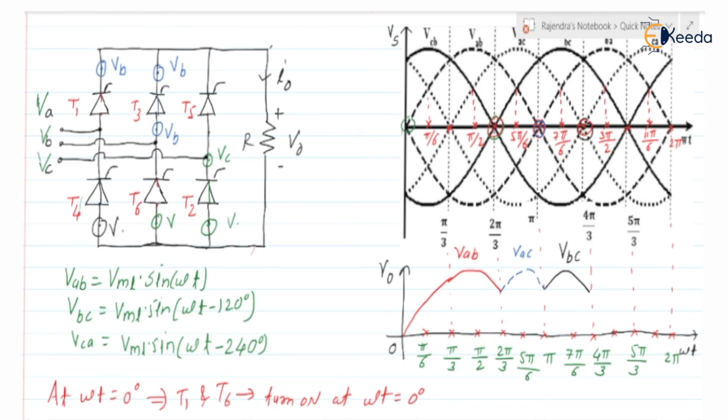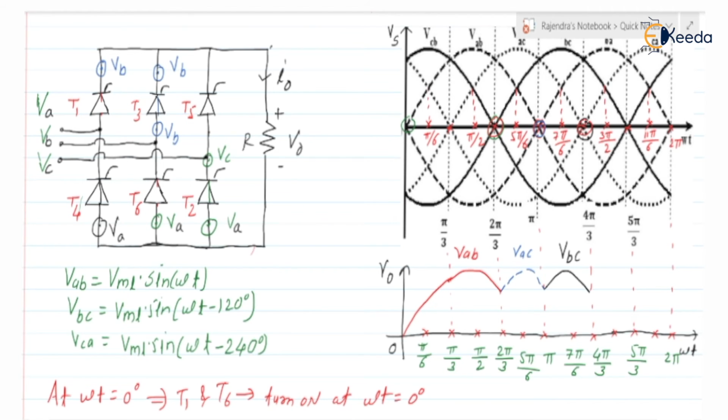Cathode voltage VA, so anode voltage should be VA only. Here it is VA and here it is also VA. Once T4 turns on, the voltage appearing at the anode of thyristor T2 is equal to VA. The voltage at the cathode of T2 is VC. So what is the voltage across T2? VA minus VC, that is VAC.